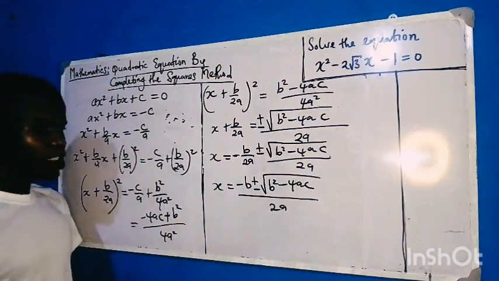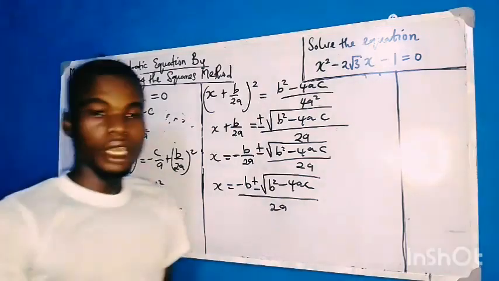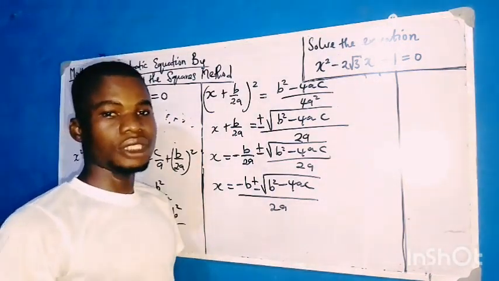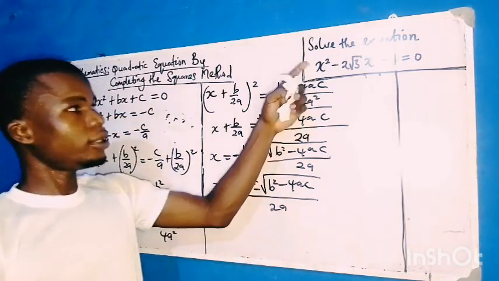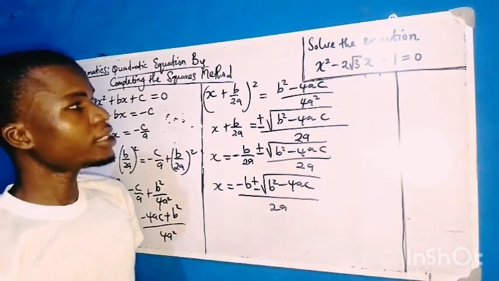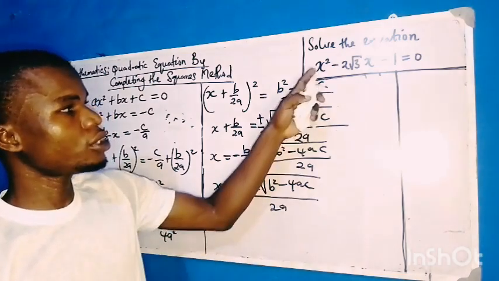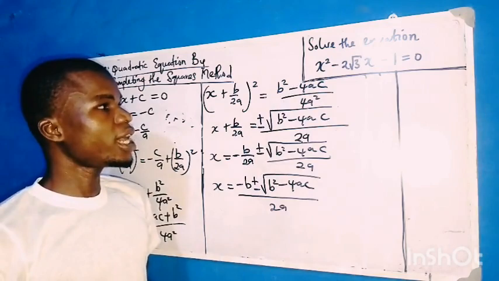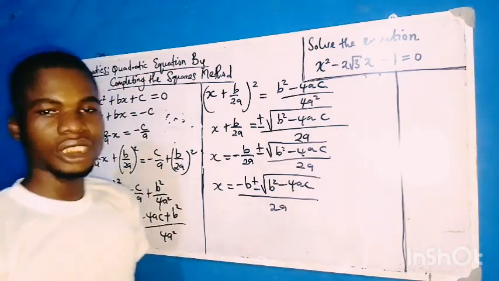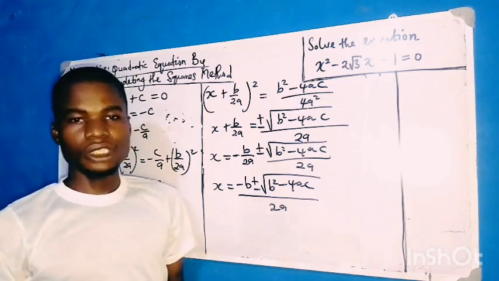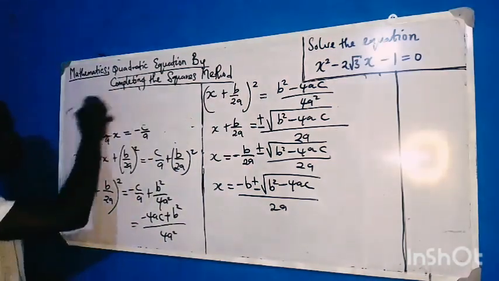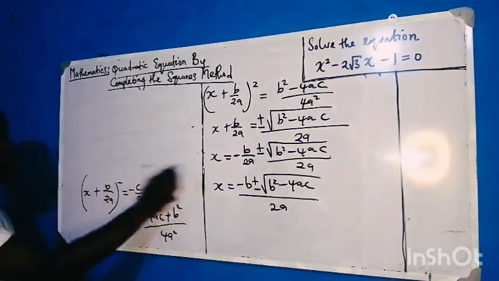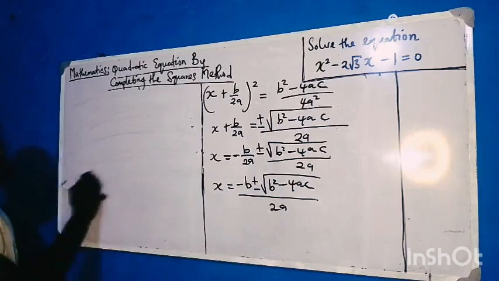So this is the quadratic formula, and the steps we took are the steps to completing the squares. Let's make use of an example. Look at the other part of the board. We have an example. The question says, solve the equation x squared minus 2 root 3 x minus 1 is equal to 0. And we want to use the completing the squares method to find our solution. So let's keep up with it.